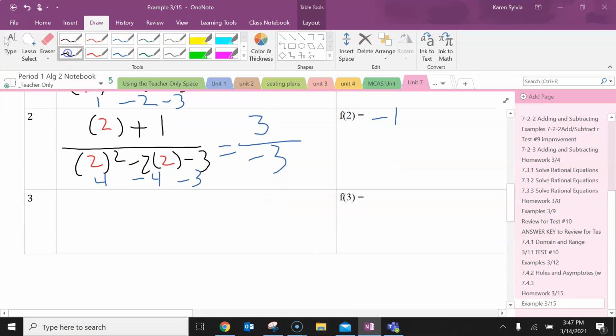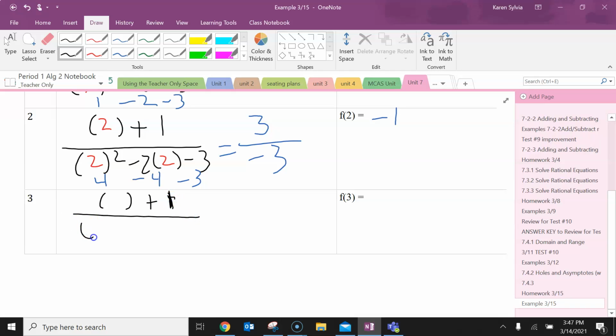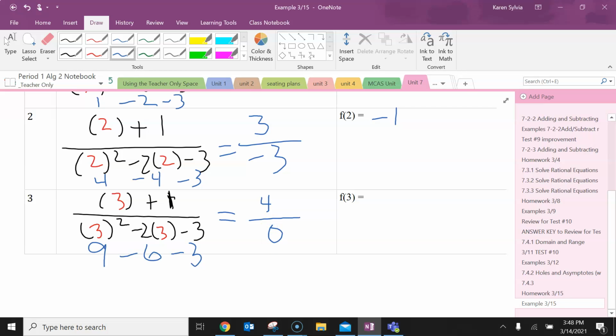And my very last one, f of 3, is what I'm looking to evaluate now. I'm going to plug everything in, put a 3, and a 3, and I evaluate up top. I get 3 plus 1 is 4. Bottom, 3 squared is 9. Minus 2 times 3 is -6. -3. 9 minus 6 minus 3 is going to give me 0. So that equals 4 over 0, which is what we call undefined.